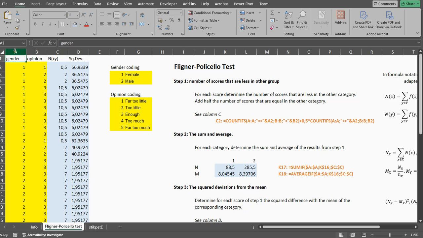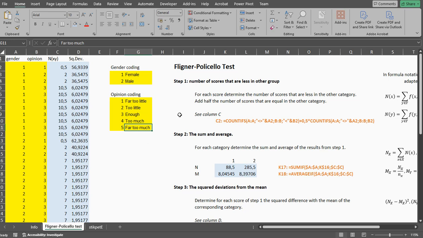I have my scores that I obtained from my category data in column A. There was 1 and 2 for female and male. Those were the only categories selected by the students. The opinion is also numerically coded, where 1 represented far too little and 5 represented far too much.